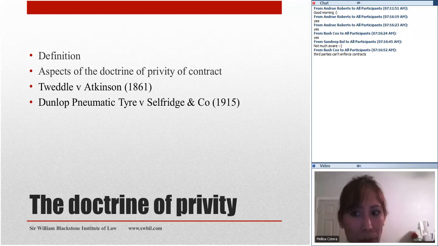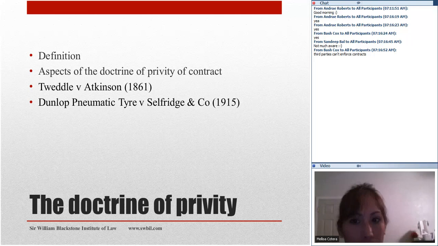There are two aspects to this doctrine. One is that only parties to a contract are bound by it. What does it mean? A and B have a contract, and their contract compels C, who is a third party to the contract, to do something or to refrain from doing something. So the obligation of C will be unenforceable because C is not a party to the AB contract. So this aspect is unobjectionable.